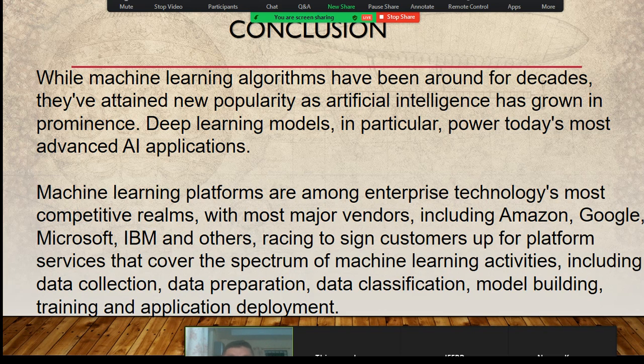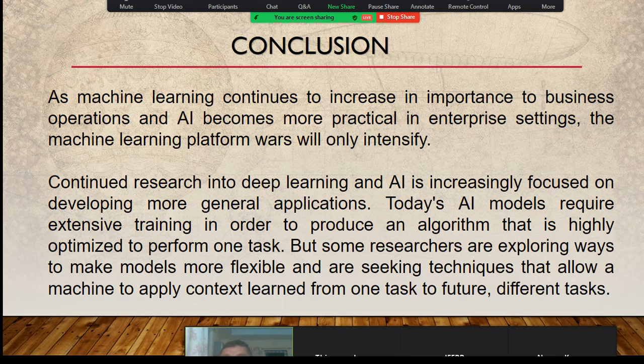with most major vendors, including Amazon, Google, Microsoft, IBM, and others, racing to sign customers up for platform services that cover the spectrum of machine learning activities, including data collection, data preparation, data classification, model building, training, and application development. Machine learning continues to increase its importance to business operations, and AI, artificial intelligence, becomes more practical in enterprise settings. The machine learning platform wars will only intensify.